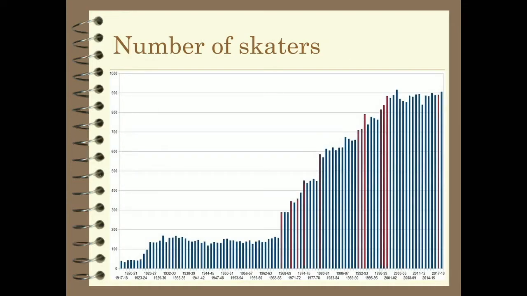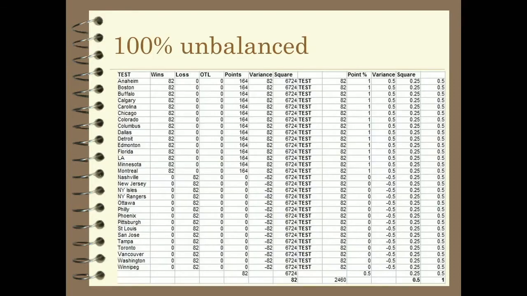Now this here is the number of skaters on a year-to-year basis. Expansion years are in red right there. So you can see there's these big jumps, not unexpected.